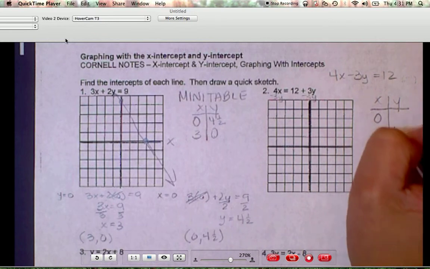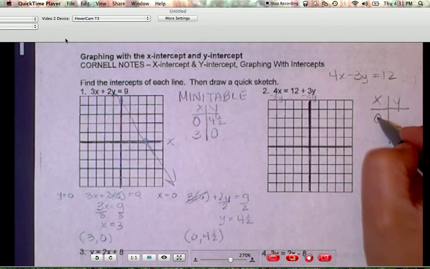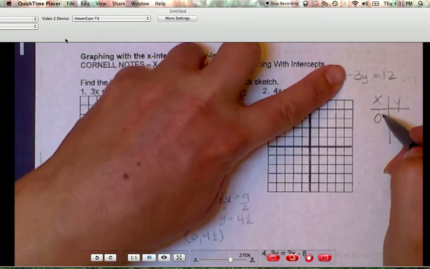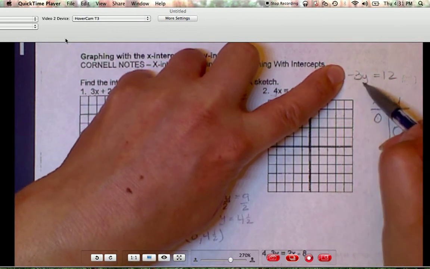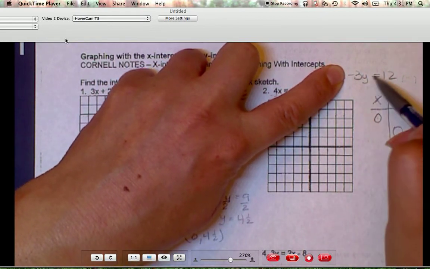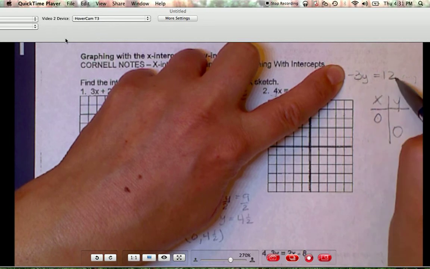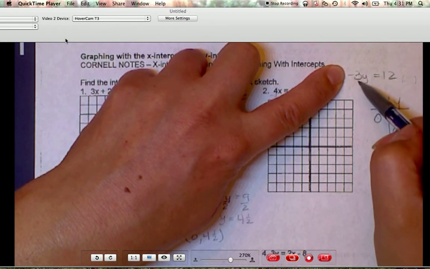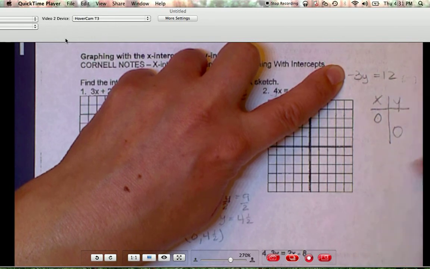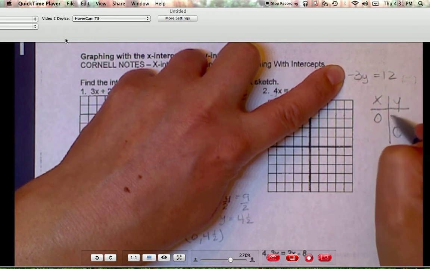X is 0, y is 0. Now if x equals 0, that means this whole term will drop out and we get negative 3y equals 12. Divide both sides by negative 3. So 12 divided by negative 3 would give us negative 4. So I get y equals negative 4. So in the y column, you put negative 4.